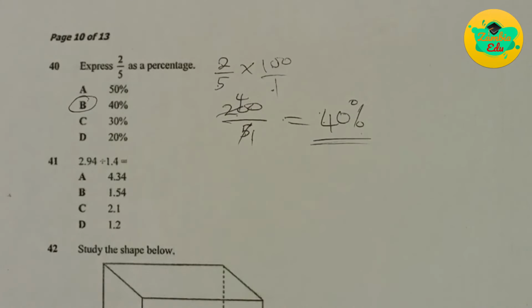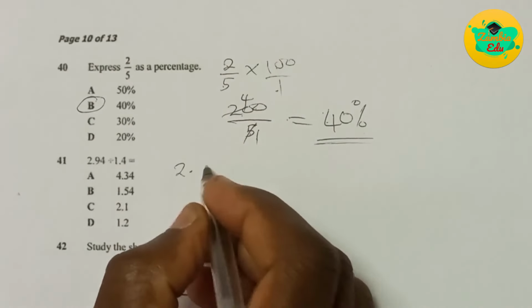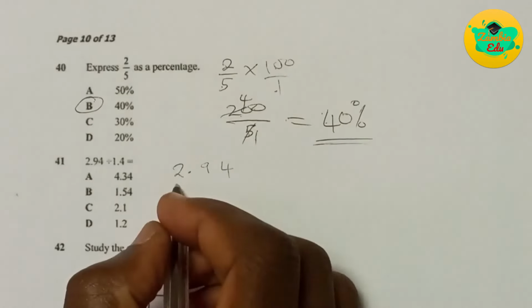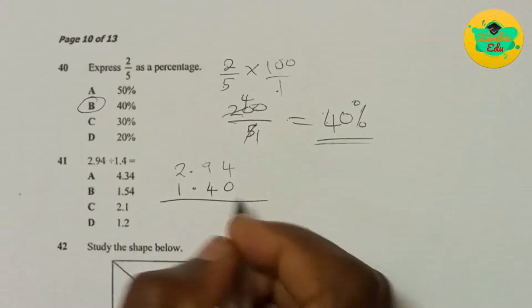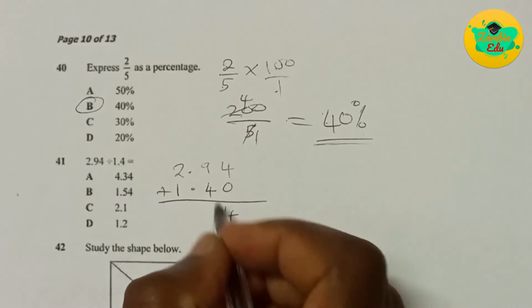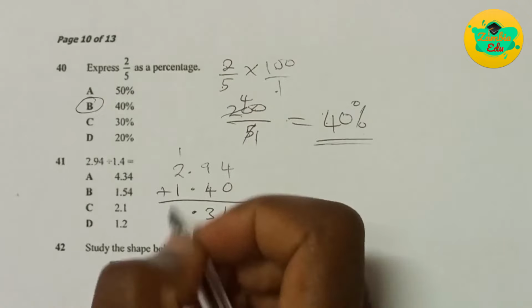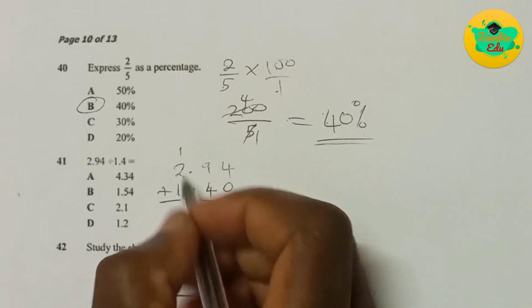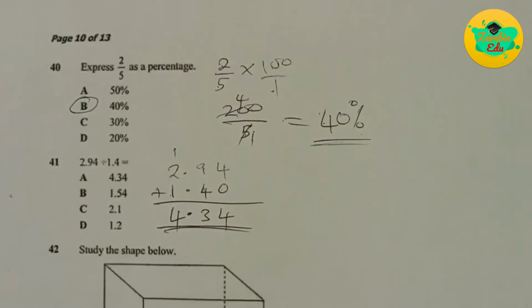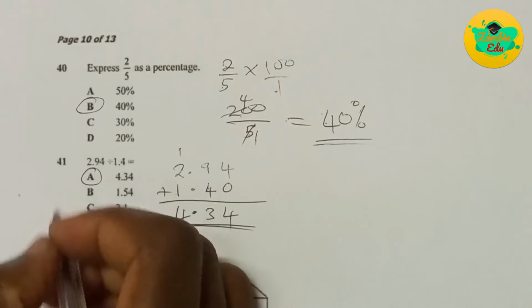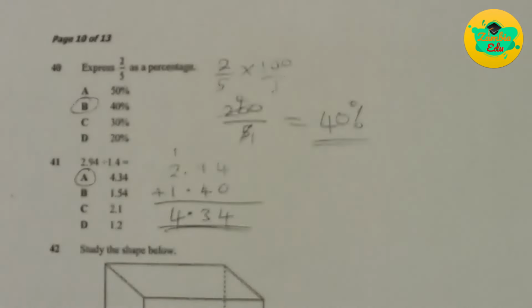Question 41 says 2.94 plus 1.4. So they want us to add 2.94 plus 1.4. Add the 0 as a placeholder there. 4 plus 0 is 4. 9 plus 4 is 13. Carry 1. Put a decimal point. 2 plus 1 is 3, plus 1 is 4. So we're looking at 4.34, which was A. So A is our answer on question 41.